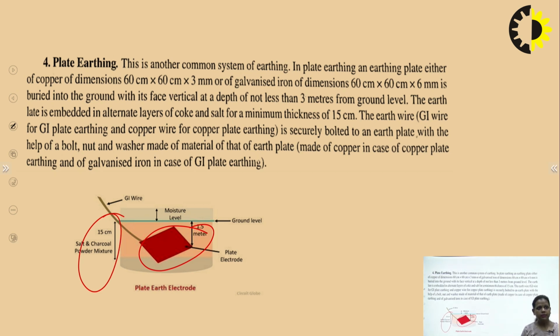And the earth wire, GI wire for GI plate earthing or copper wire for copper plate earthing, is securely bolted to the earth plate with the help of a bolt, nut and washer made of the same material as the earth plate, made of copper in case of copper plate earthing and of galvanized iron in case of GI plate earthing. So this is the required answer for the last question, the different types of earthing.